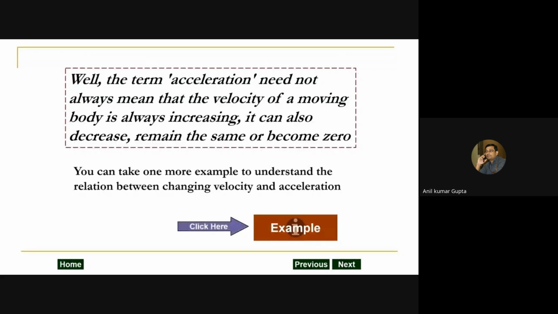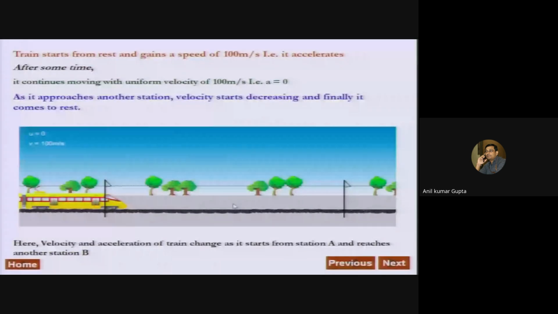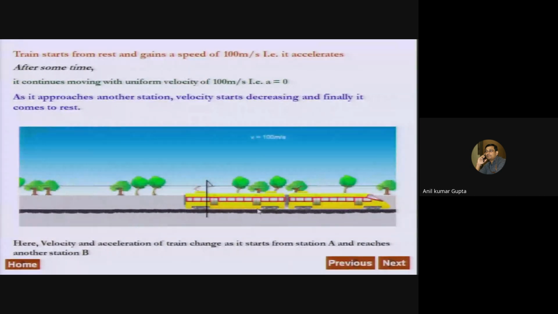Well, the term acceleration need not always mean that the velocity of a moving body is always increasing. It can also decrease, remain the same, or become zero. Now, one example is given here. A train starts from rest and gains a speed of 100 meter per second. That is, it accelerates after some time.